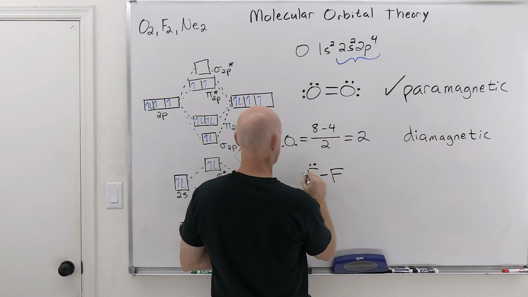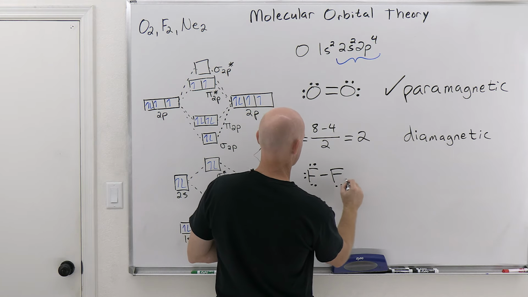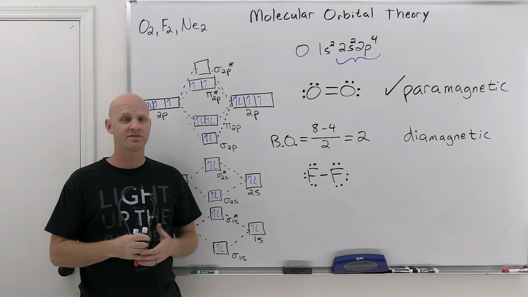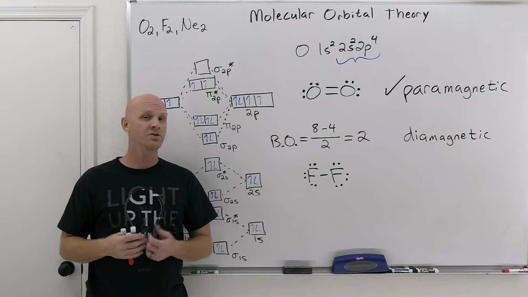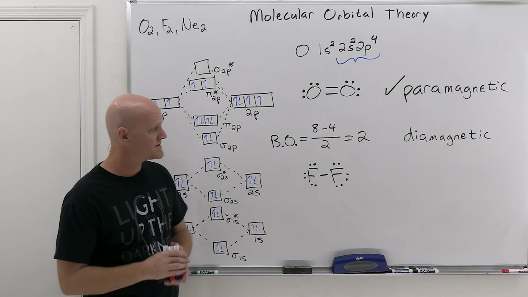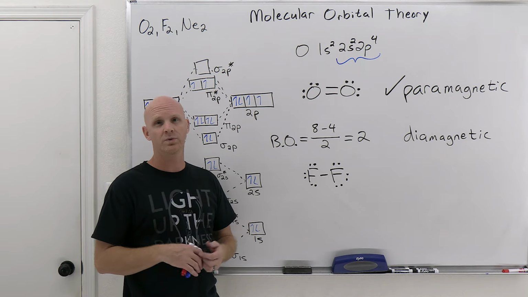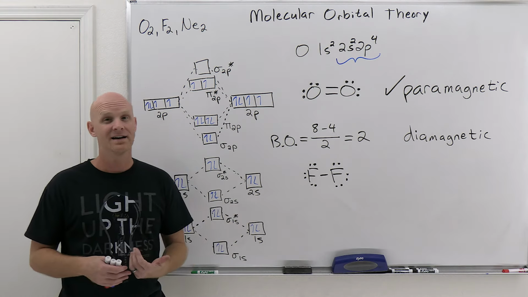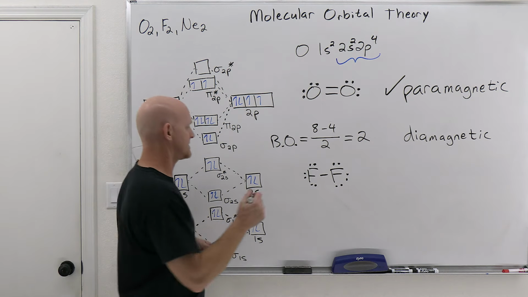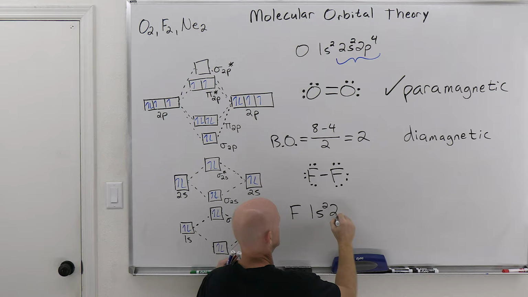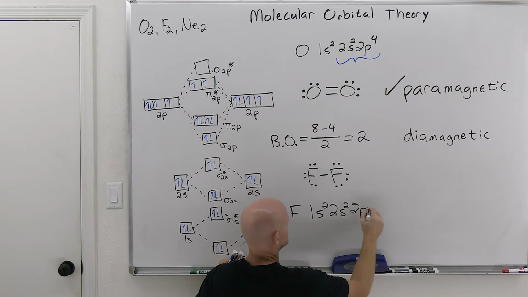If we draw the Lewis structure of F2, this is what it looks like, and it looks like it has a single bond, and we'll find that's going to correspond to a bond order of 1 in a little bit. And it turns out that F2 is diamagnetic, and hopefully we'll realize from the MO diagram in a second that it doesn't have any unpaired electrons. And if we take a look at fluorine here, we've got 1s2, 2s2, 2p5.